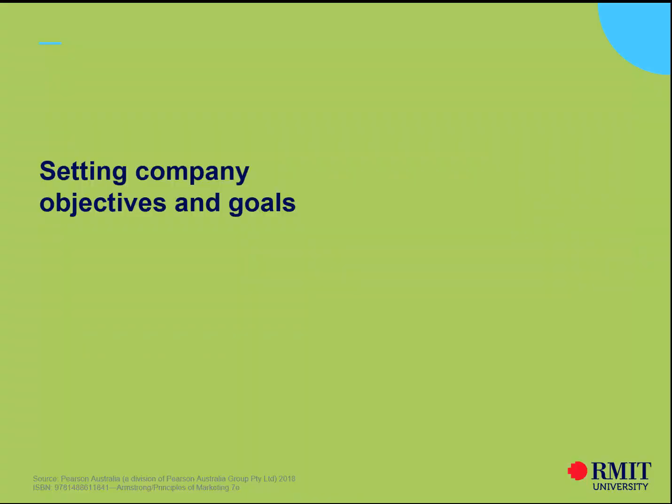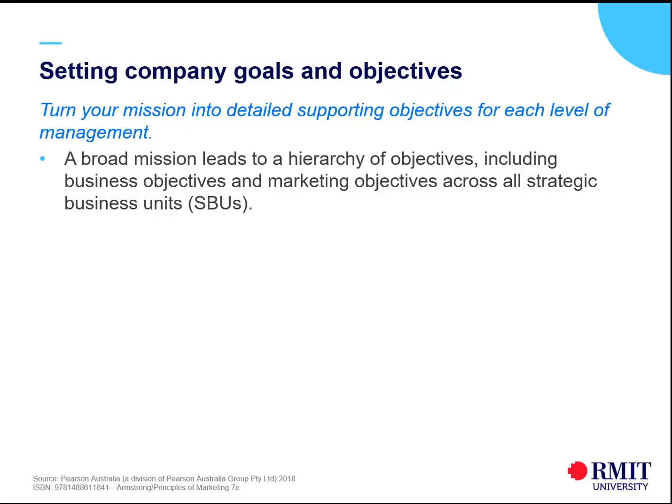Setting company objectives and goals is the next step in the process. This is where we turn the mission into a detailed supporting objective for each level of management. A broad mission leads to a hierarchy of objectives, including business objectives and marketing objectives across all the strategic business units, or sometimes they're called global business units.